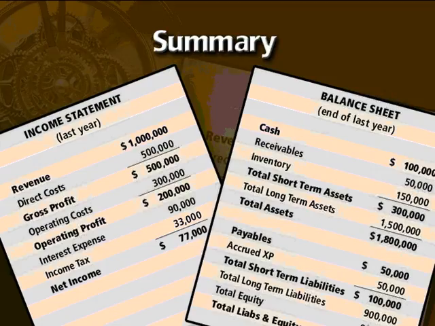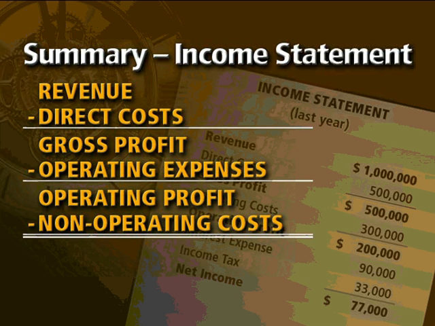To summarize the two principal financial statements which describe a company's financial position, the income statement starts with revenue, the money that you bring in before you pay any expenses. From revenue, we pay our direct costs, those items directly involved in the generation of revenue, such as commissions or cost of goods that are sold. The difference between revenue and direct cost is gross profit.